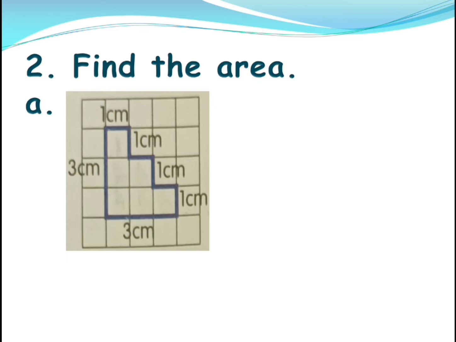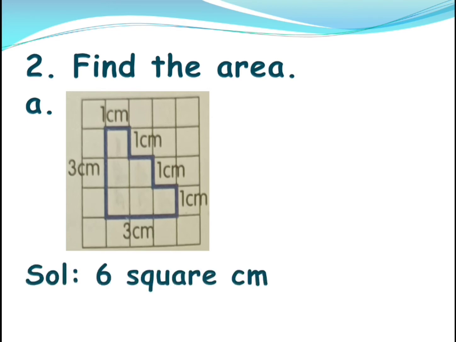So whenever we have an irregular shape, after placing it on the square grid, you have to count the number of squares in that shape. Okay, complete squares. So here this is a complete square, this is also a complete square, complete square, complete square, complete square. But how many squares do we have? 1, 2, 3, 4, 5, 6 squares. So the area of this irregular shape is 6 square centimeters.